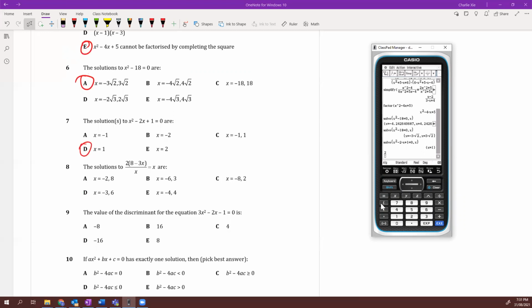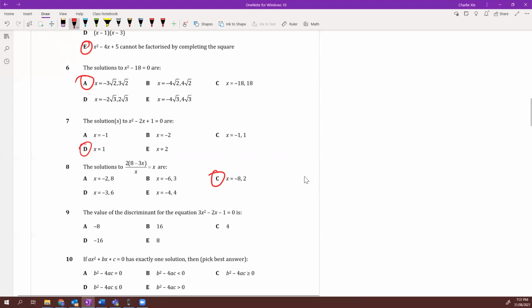2 times bracket 8 minus 3x close bracket over x equals x. Okay, highlighted, interactive, advanced. So, okay, negative 8, 2. So, should be C, negative 8, 2.